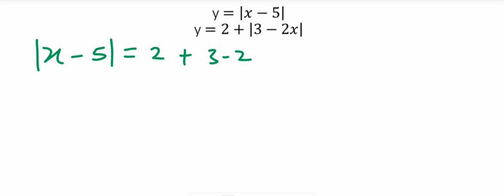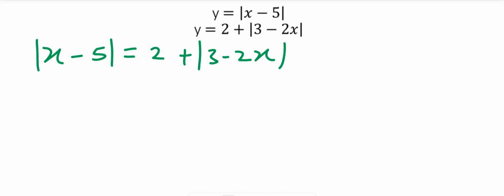Since it's a simultaneous equation and you have y given in terms of x for both equations, the best thing is to equate both equations together. The modulus of x minus 5 equals 2 plus the modulus of 3 minus 2x. So we have two equations equated together.